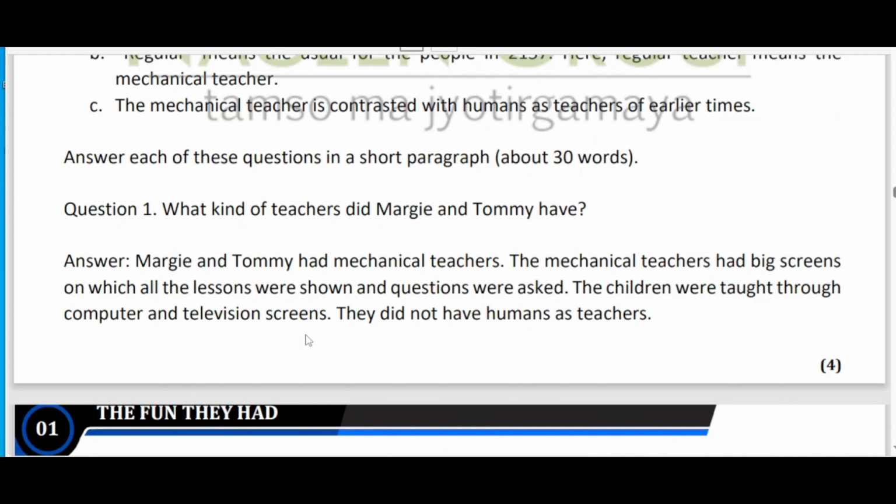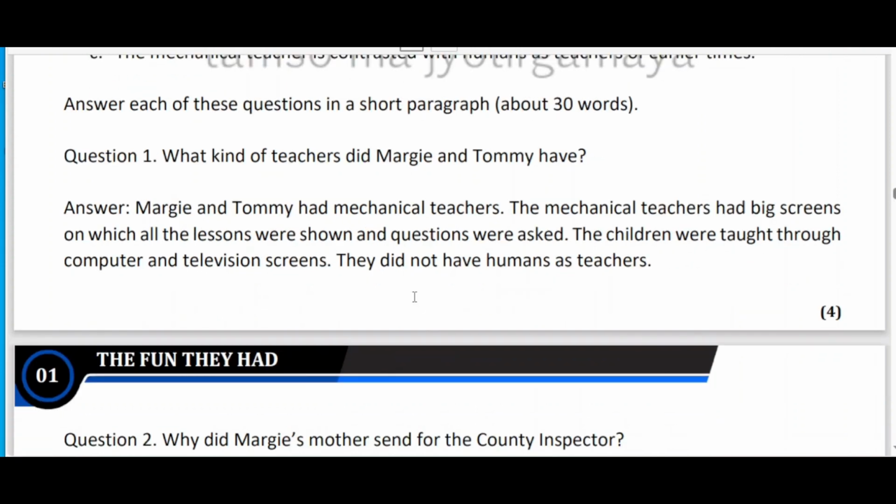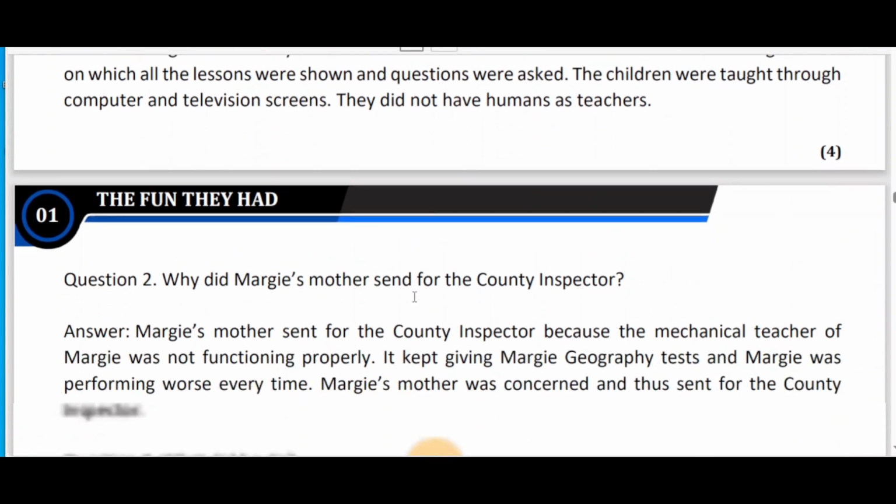If the age of that girl, Margie, is 11 years, then according to the level of an 11-year-old, her sector was to be determined. And they do not have humans as teachers, they have mechanical teachers like robots.